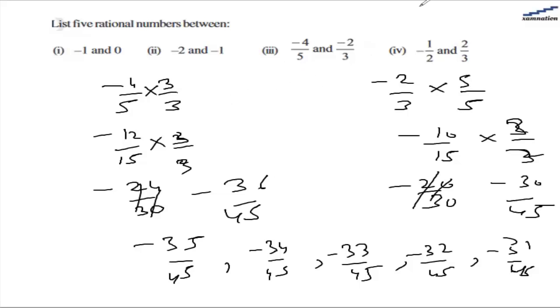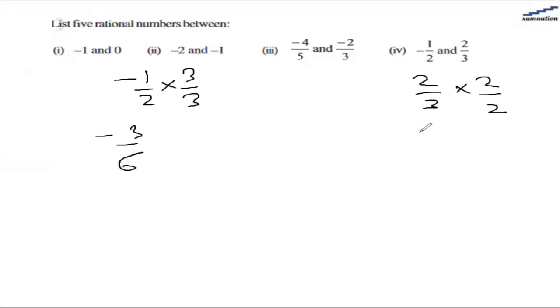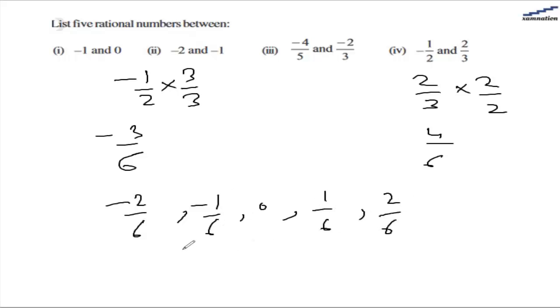For the fourth part, one number is a negative rational number and one is a positive rational number. Here also we have different denominators. So the LCM is 6. We are going to make the same denominator, and that will be -3 by 6, and here we have 4 upon 6. So the five rational numbers in between are -2 by 6, -1 by 6, 0, then we have 1 by 6, 2 by 6. So these are the five rational numbers that are in between these two endpoints.